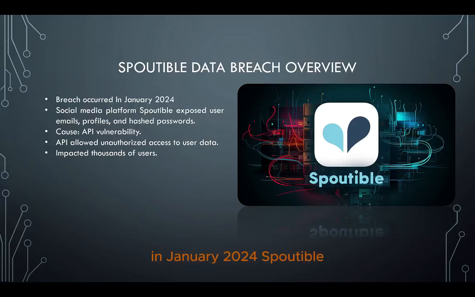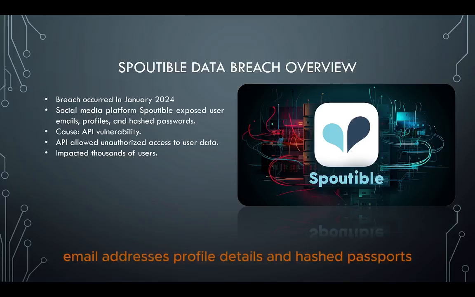In January 2024, Spoutible, a new social media platform, suffered a data breach that exposed sensitive user information. Spoutible was designed to be an alternative to Twitter or X. But this breach exposed thousands of users' email addresses, profile details, and hashed passwords. The breach occurred due to an API vulnerability allowing unauthorized access to users' data.